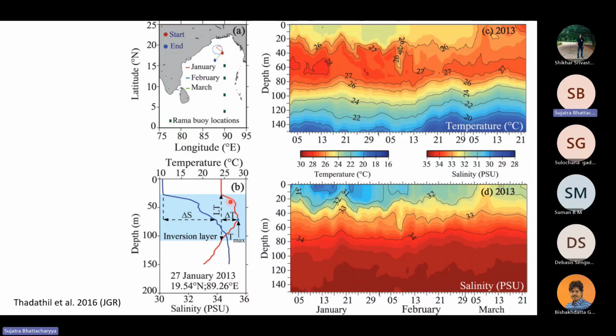So we can clearly see this inversion layer extends up to around 70 to 80 meters, especially at 19 degrees north, which is quite north in the Bay of Bengal, closer to the river mouth.